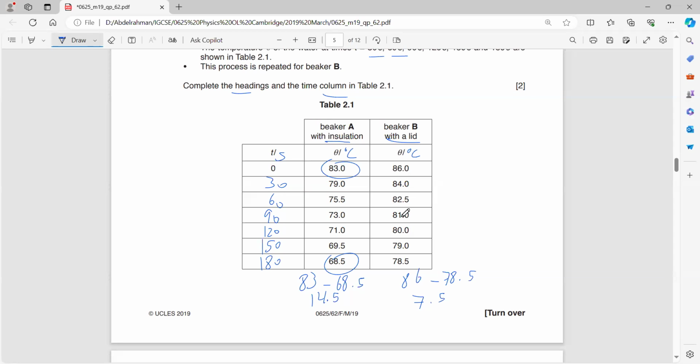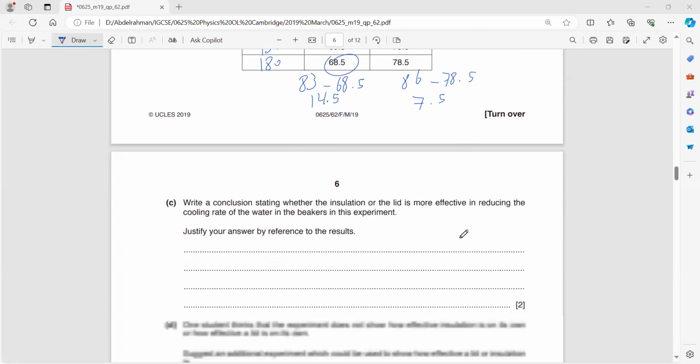Reducing the rate of cooling would definitely be the lid, not the insulation. Why? Because the difference between the initial temperature and the final temperature is less. If you have a smaller difference between the initial and final temperature, this means it has a reduced rate of cooling. So definitely the lid is more effective.